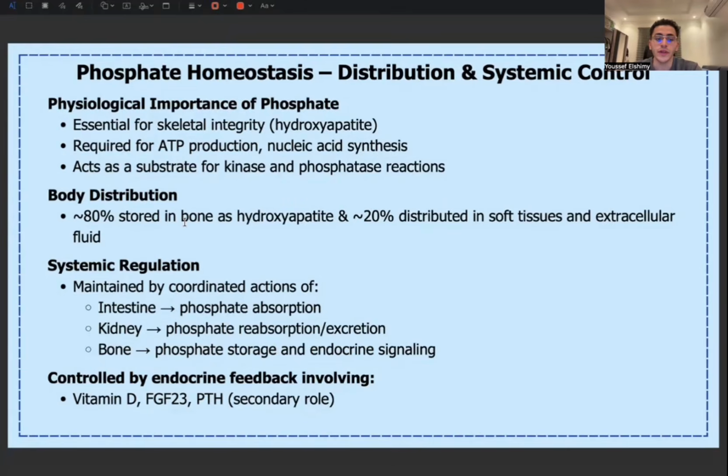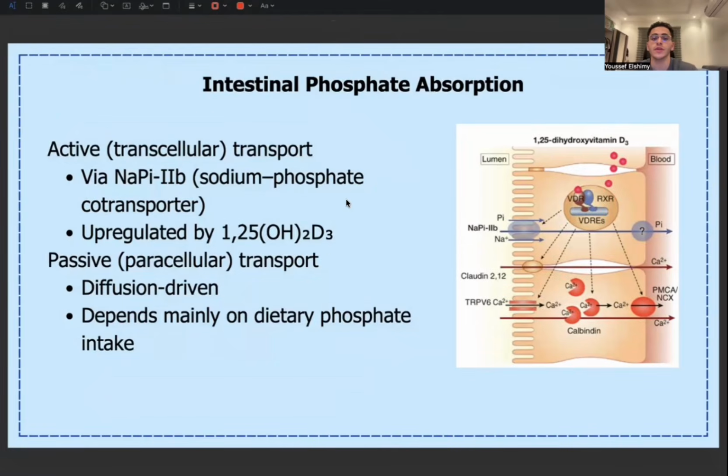And phosphate homeostasis is controlled by different molecules. This includes vitamin D. An important molecule is FGF23, as well as PTH in a secondary role. So let's talk about intestinal phosphate absorption. Phosphate can be absorbed by active transport, meaning requiring energy, or by passive paracellular transport. Let's start with the active transport.